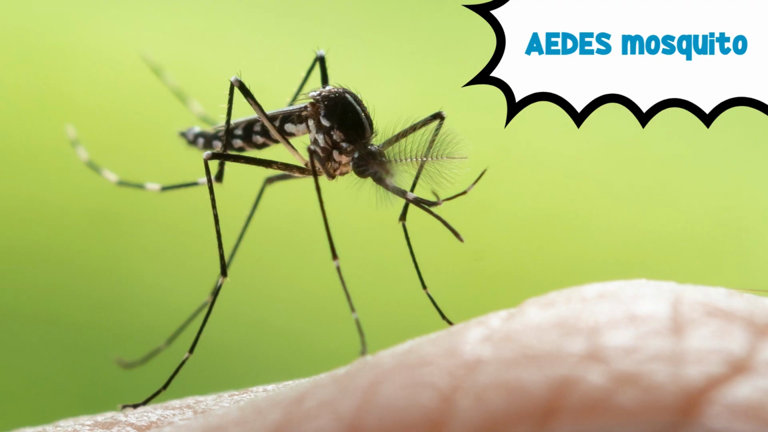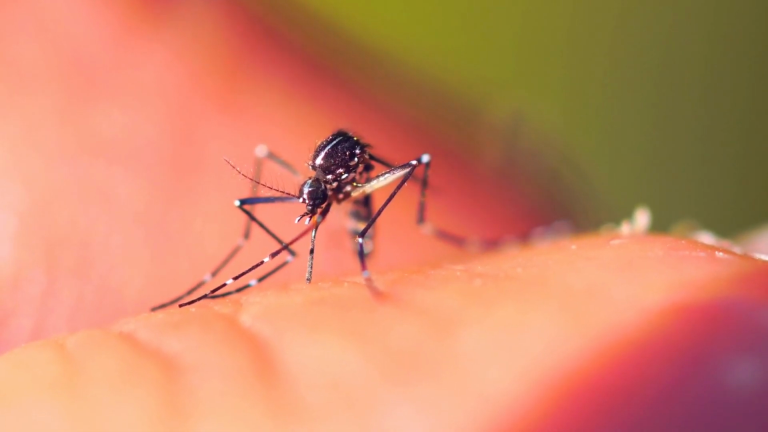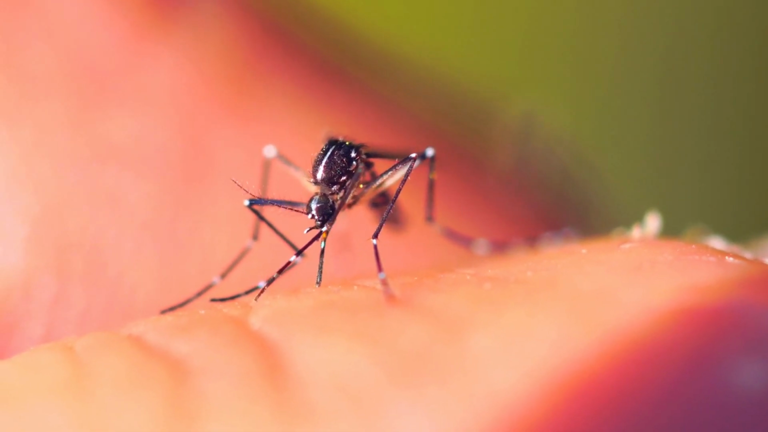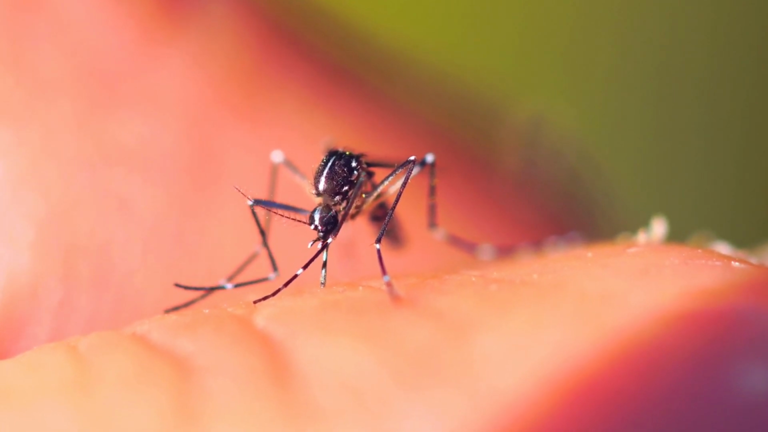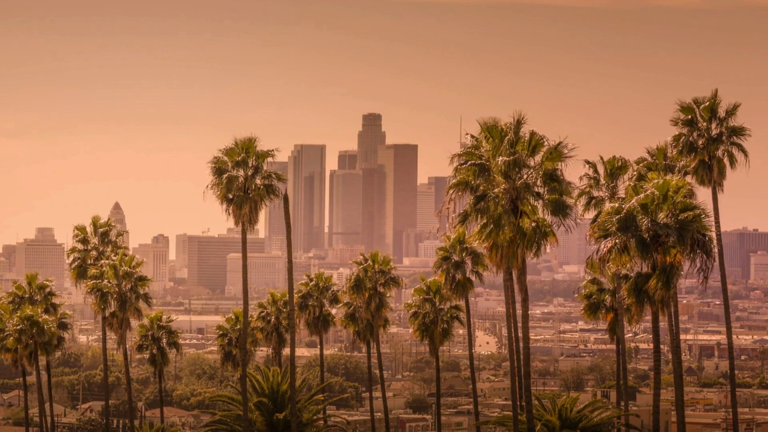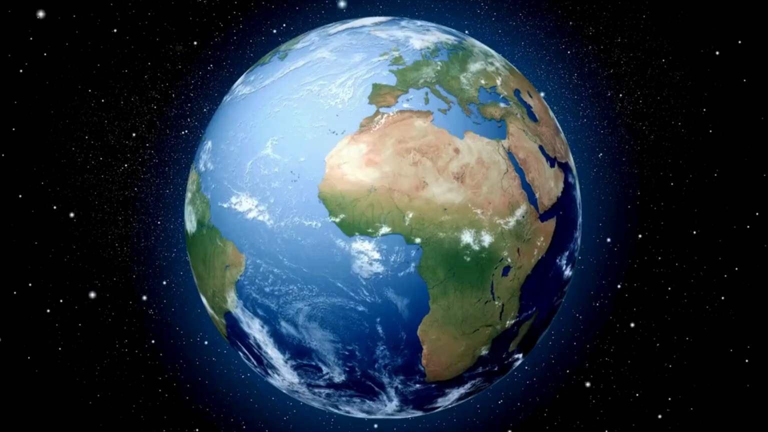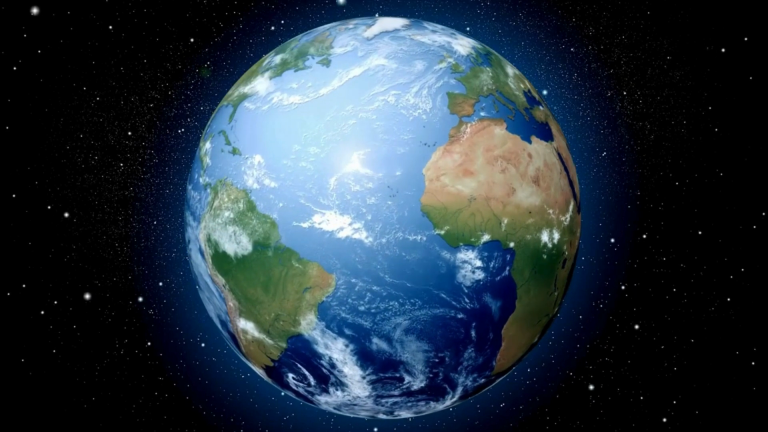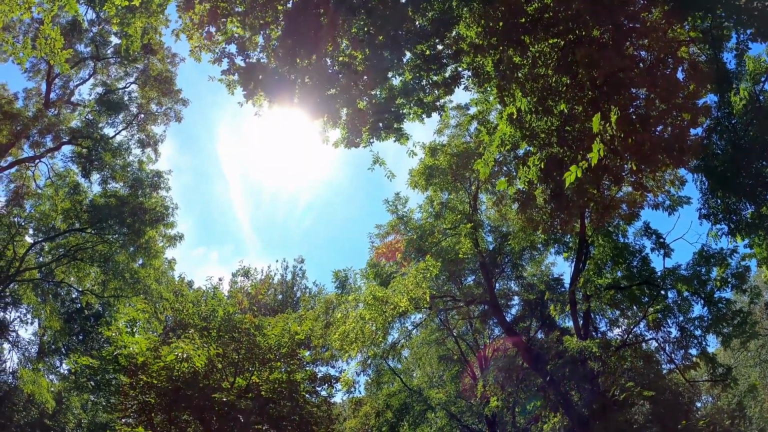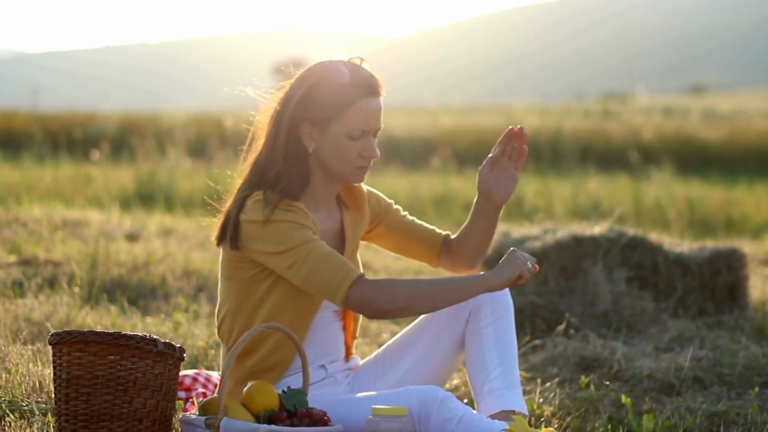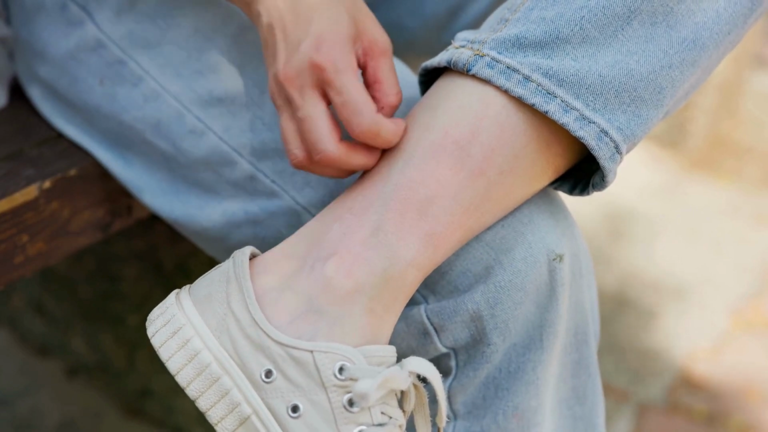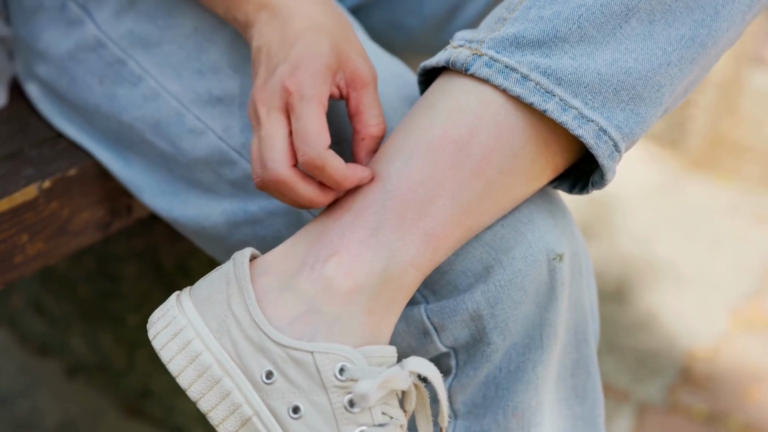Next, we have the Aedes mosquito. This mosquito has very unique colors. It's black with white dots and white stripes. It is an invasive species to California, which means it did not originate in California, and it came from another part of the world. This mosquito is known as the daytime biting mosquito because when the sun is out, the Aedes mosquito is out biting all day long.